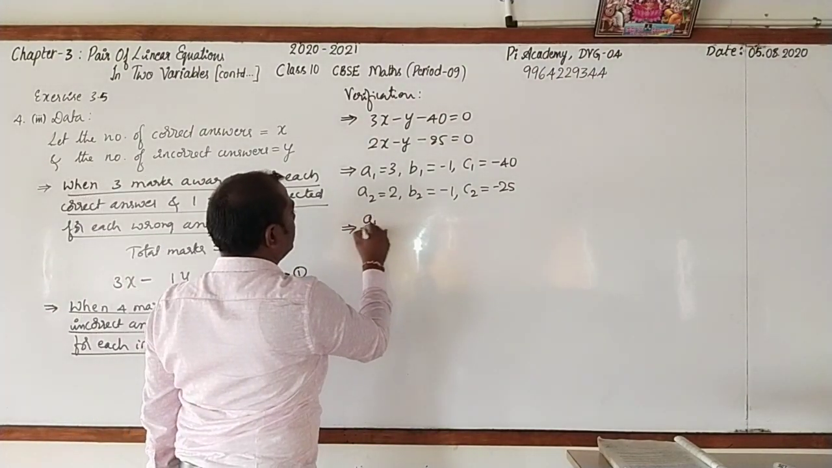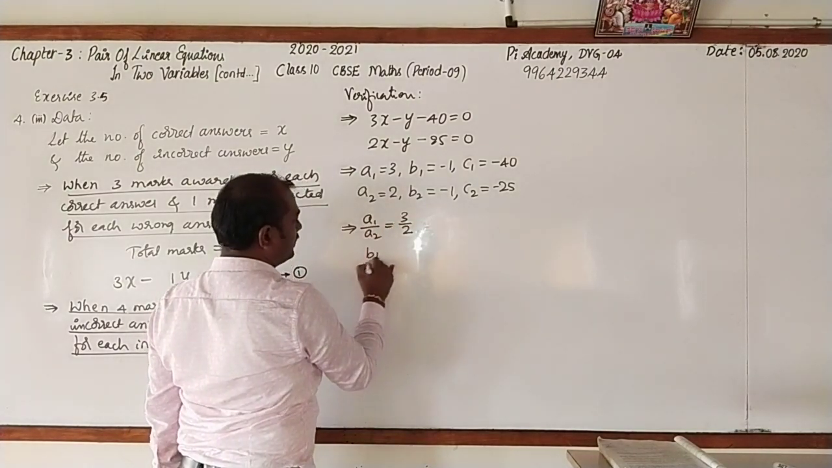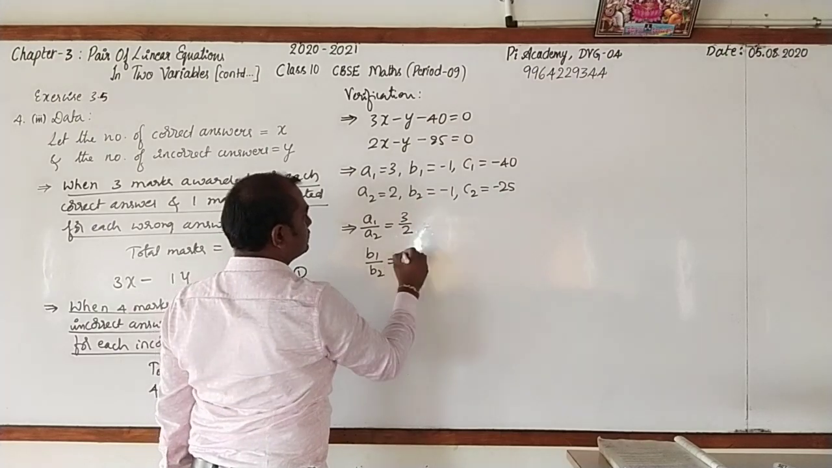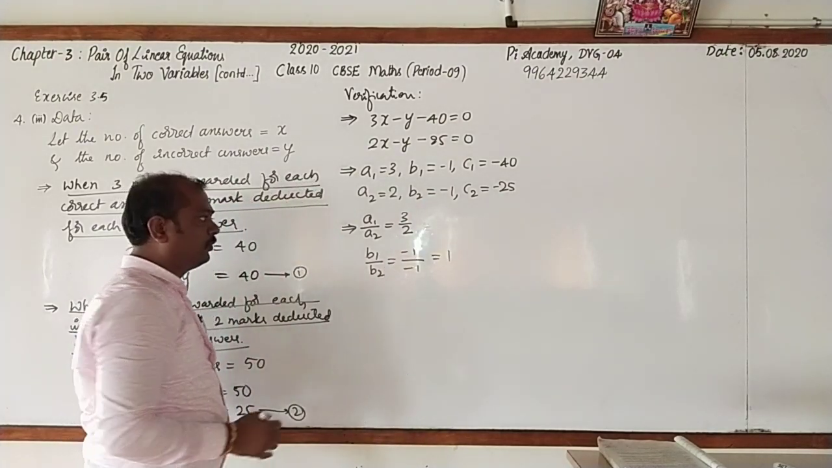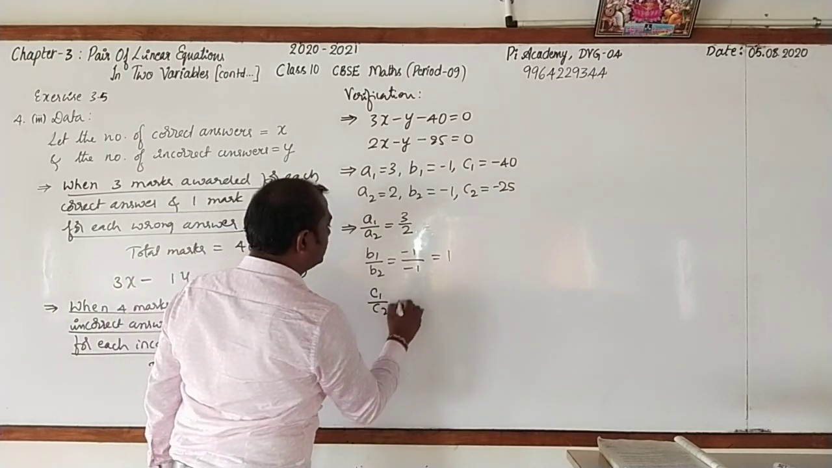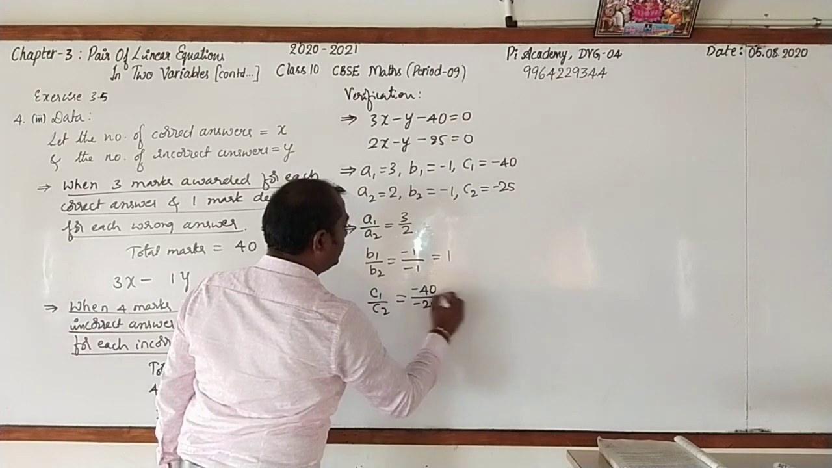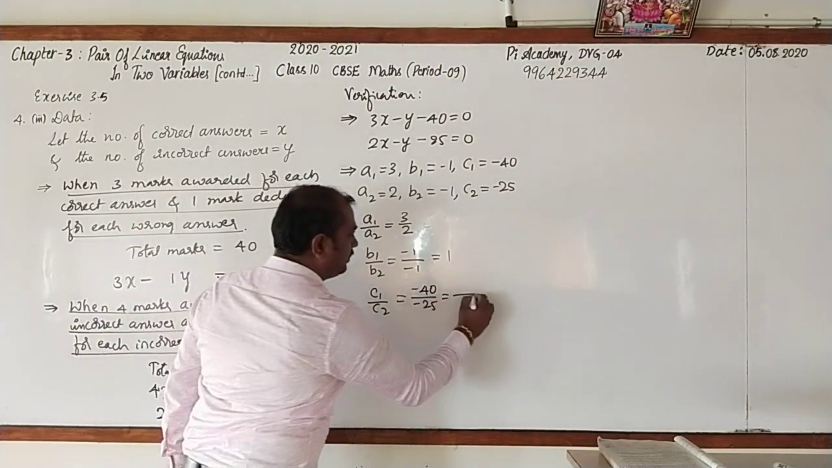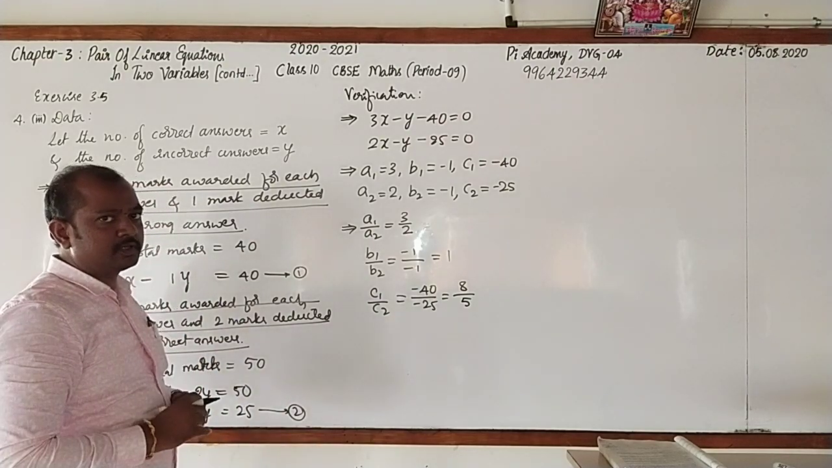First one, a1 by a2 is equal to 3 by 2. b1 by b2 is minus 1 by minus 1. Minus minus get cancelled, you will get 1. Then c1 by c2 is equal to minus 40 by minus 25. Minus minus get cancelled, then 5 5s are 25, 5 8s are 40. Hope that you have understood.